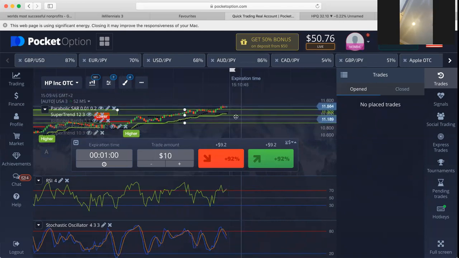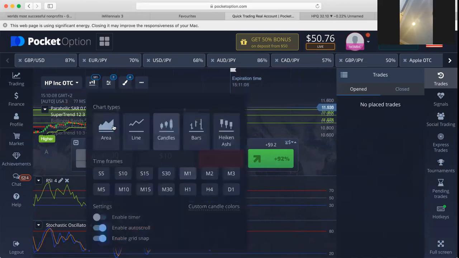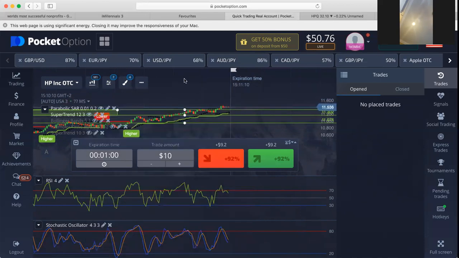154. 154. 160, 163, 165. The candle is now bearish. What time is it? 9:10. Yeah, I'm not going to trade anymore for the day, but basically that's the analysis of how to get in trades and get out of trades.